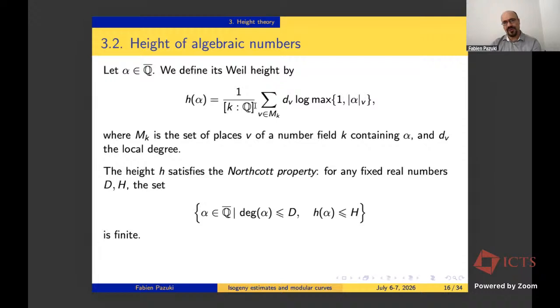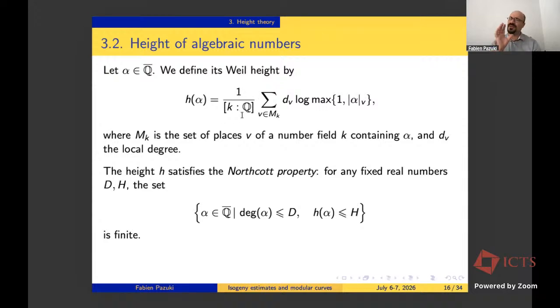This is just a normalization factor: you divide by the degree of a number field that contains alpha. So alpha is a number in Q bar, so it is algebraic. So there's a minimal polynomial for this number, which has a degree, and that gives you essentially a possible degree here. But any bigger field that contains alpha is fine. However, the field needs to be of finite degree over Q. It needs to be a number field, so finite degree. So this is a finite number.